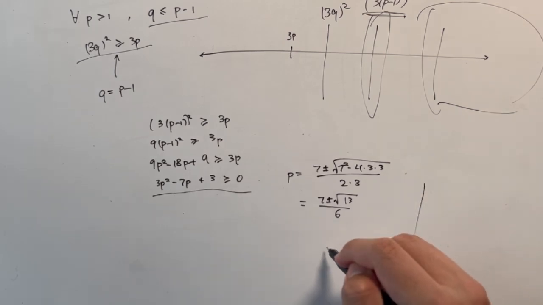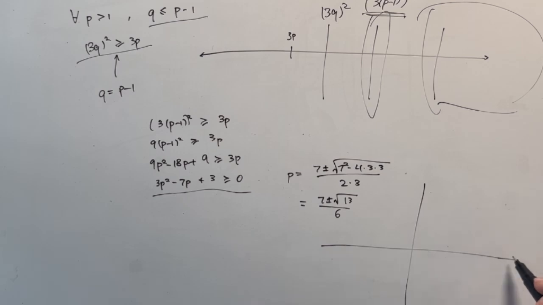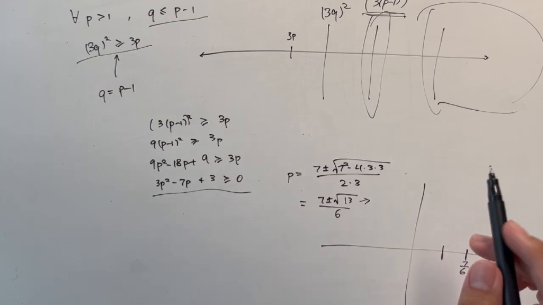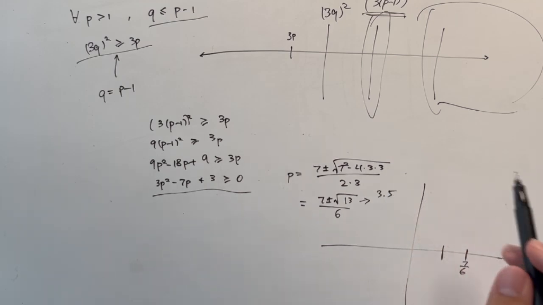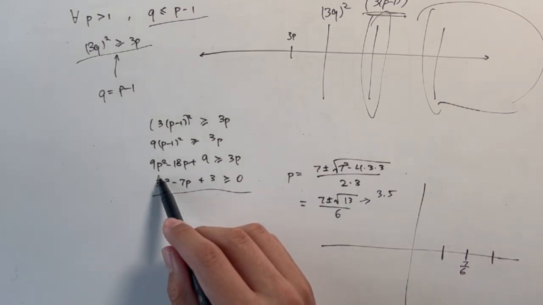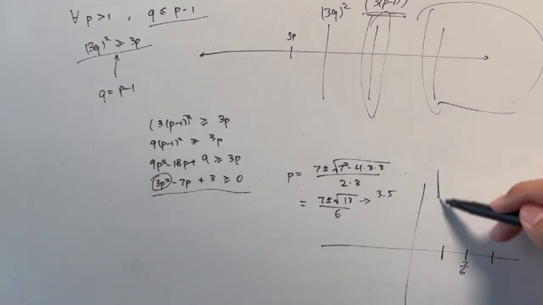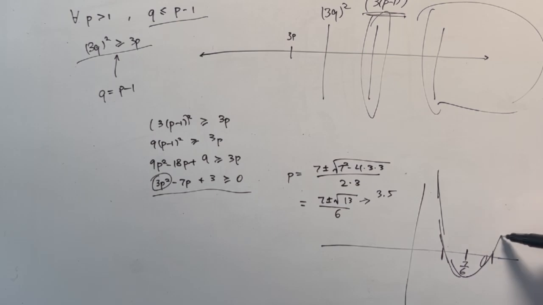So we can actually graph that here. So 7 over 6, let's say it's here, then 7 minus square root 13 over 6 will be around here. So square root 13 is between 3 and 4, like about 3.5. So it will be around here, and 7 plus square root 13 over 6 is there. And since the leading term here is 3p squared, the parabola faces upwards. So we would have ourselves something like that. That would be a graph.